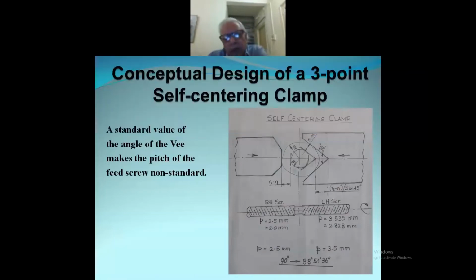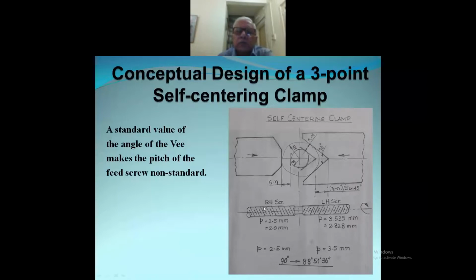Here is a 3-point self-centering clamp. This 3-point clamp is for clamping round objects, round bars, and being 3-point, it has a flat anvil and a V anvil. Just for the sake of it, these angles look nice. It could be 90 degrees, it could be 120 degrees. Suppose I have taken 90 degrees. This is operated by a screw which has a left-hand thread and a right-hand thread. So as I turn it, this one will be advancing, this will be advancing, maintaining the same center for the round.